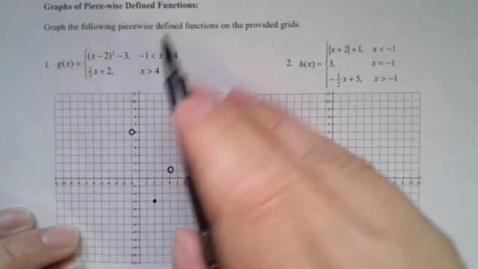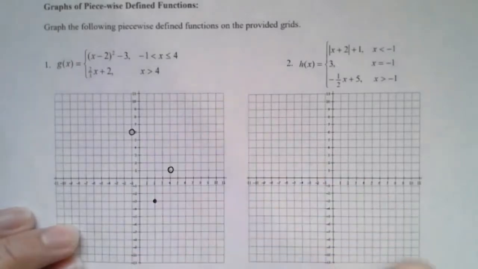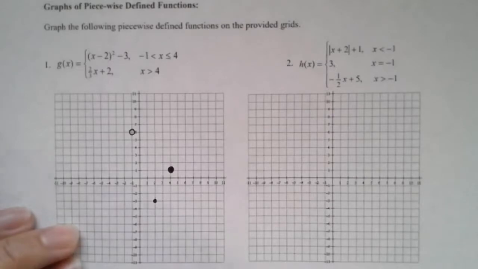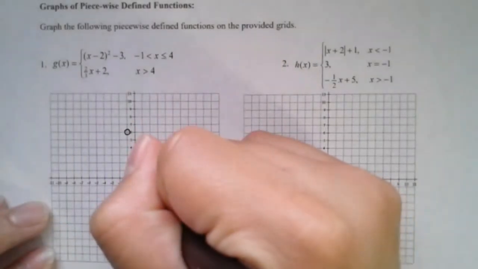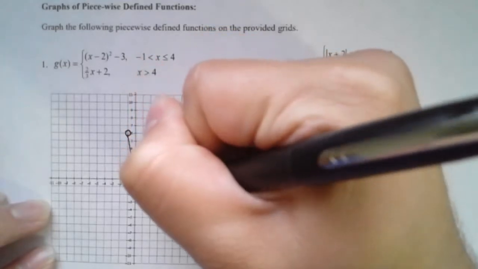But notice that x is less than or equal to 4, so this is a closed circle. And that's it. Now you know your parabola exists within that interval there.